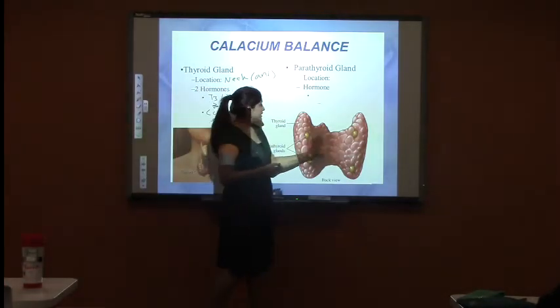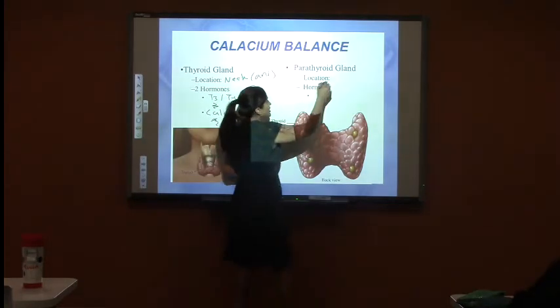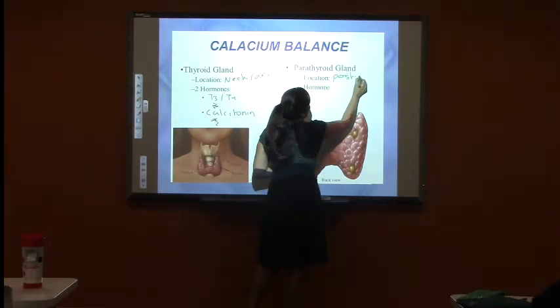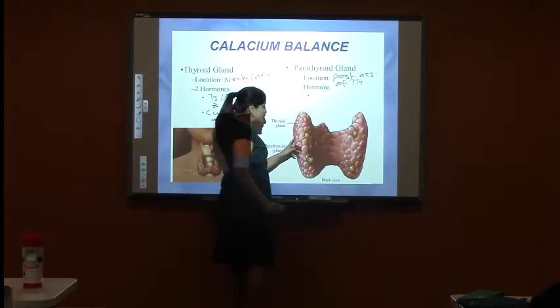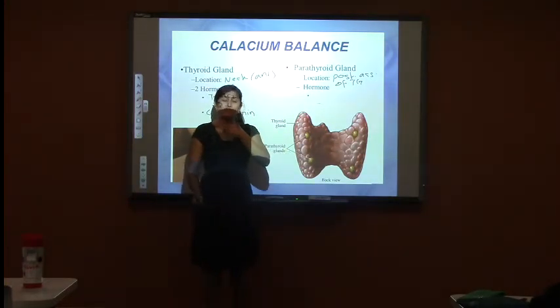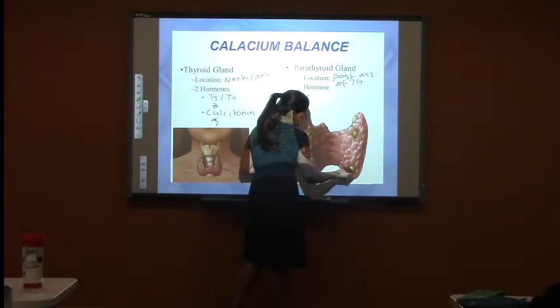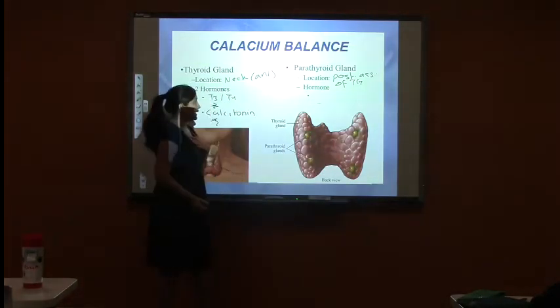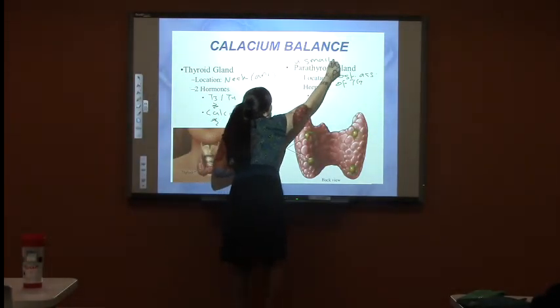Now, right here is a thyroid gland. Now we're going to talk about parathyroid gland. Location is posterior aspect of thyroid gland. So right here, you have a thyroid gland. On the posterior surface of the thyroid gland, these 4 little round circles, the yellow circles, are parathyroid glands. So there are 4 of them, 4 small glands.